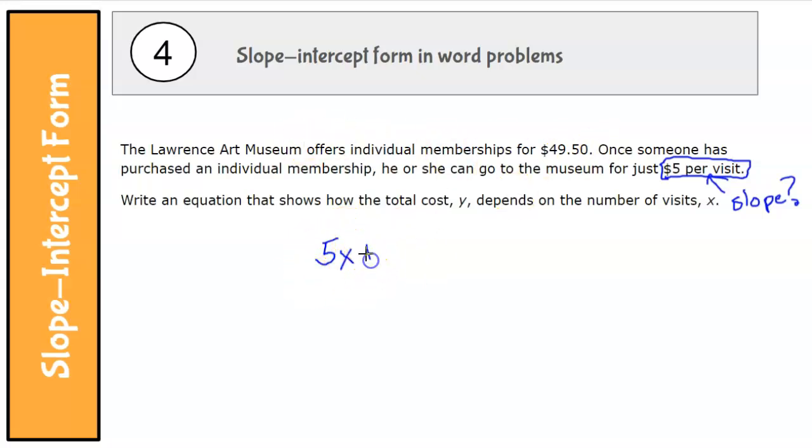Plus, I have that one-time individual membership of $49.50. I'm only paying for that one time, so that's the y-intercept. And then I'm paying $5 multiple times for every visit, per visit. And that's my total cost of y.